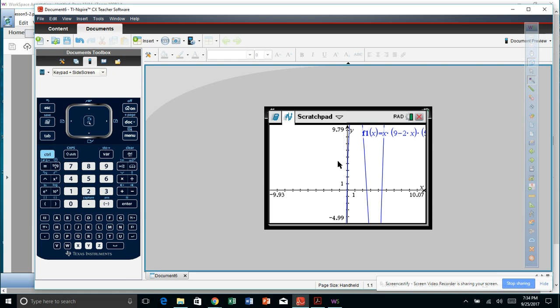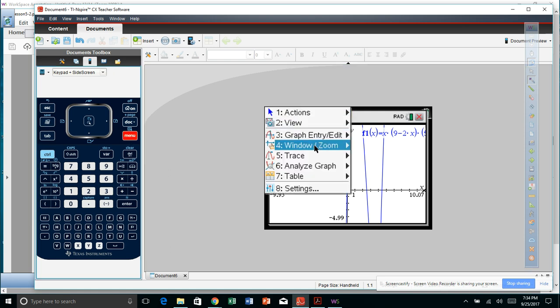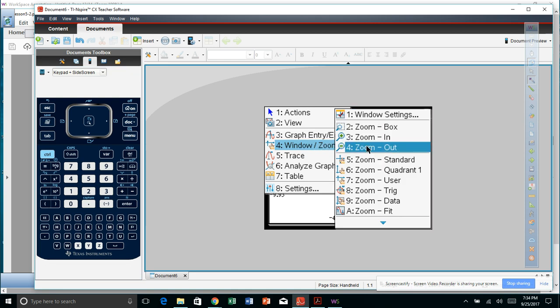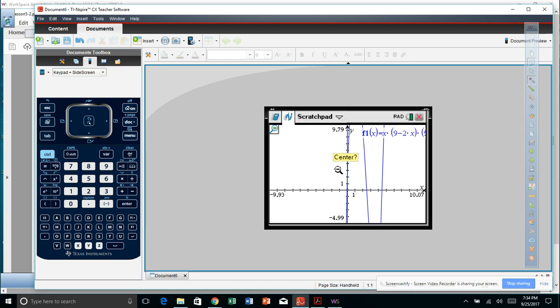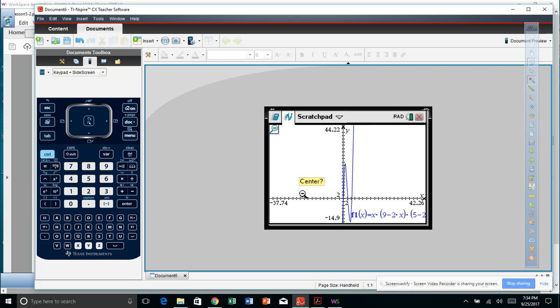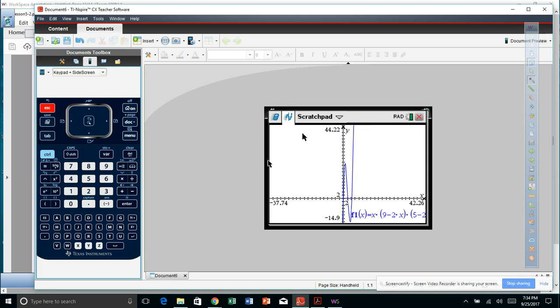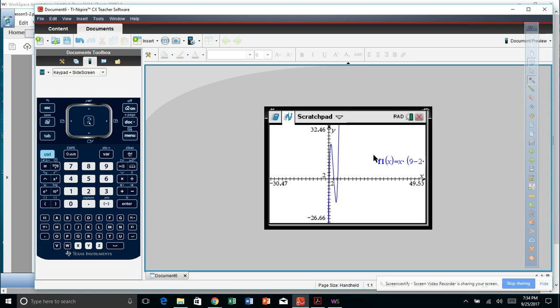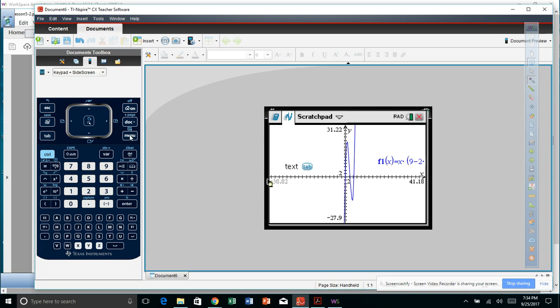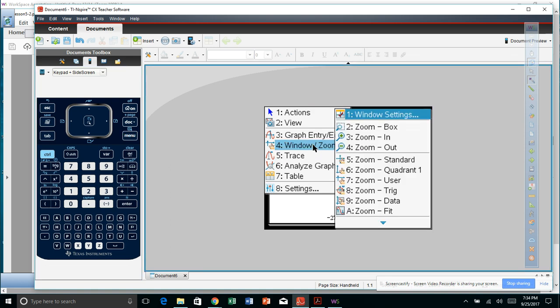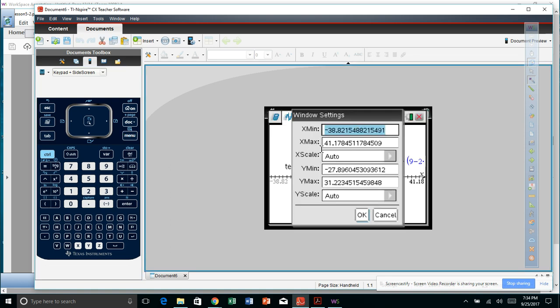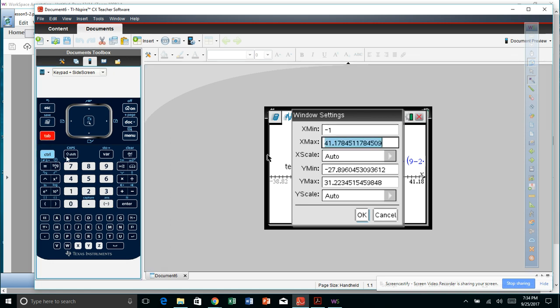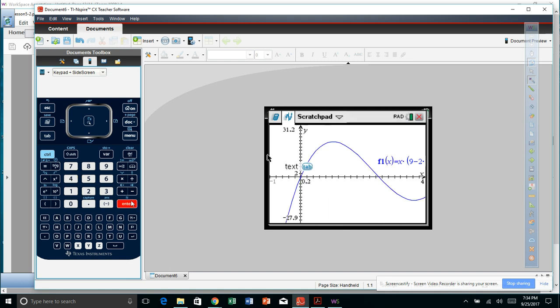Adjust the viewing window so you can see the maximum from the graph. Okay, so menu, 4, zoom out, 4, 4. All right, there it is. Hit escape. And let's see here. I want menu 4, 1, and x I'm going to put at negative 1, and we'll just say 4. All right, there we go.